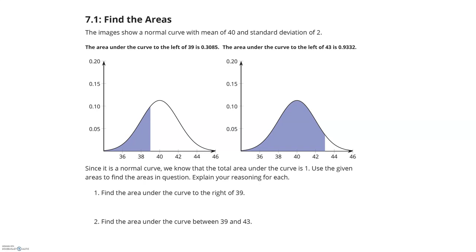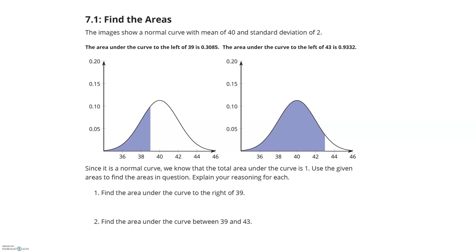So to find the area here for question number 1, it's telling you to find the area under the curve to the right of 39. So the first thing you have to remember is that they tell you what is the area to the left of 39, and that will be 0.3085.